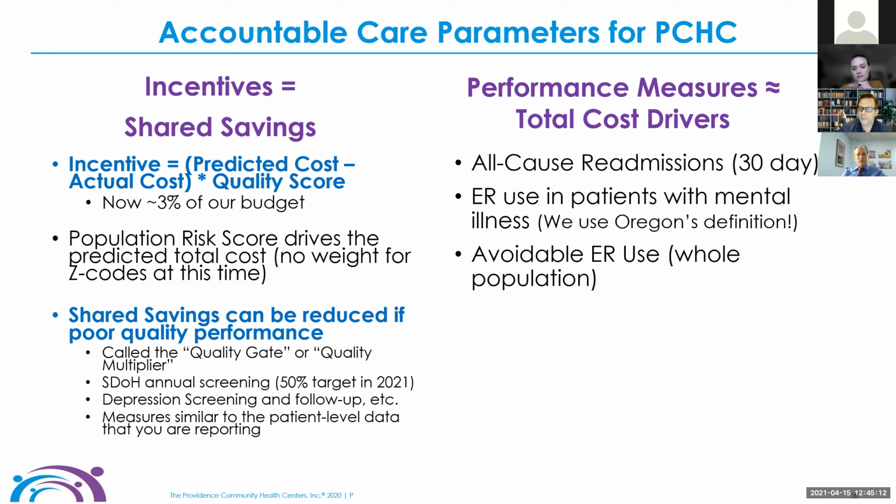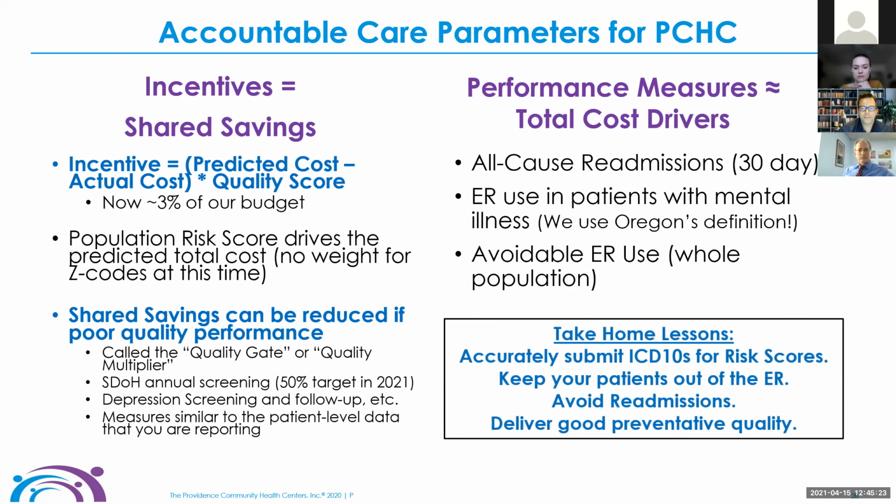And what I usually do is say that third one is how much same-day access did you have? And how good was your nurse at answering the phone, or how hard was it to get through to your nurse? Take home from this, we have to accurately submit our ICD-10s, and we have to be accurate about which ICD-10s we pick to make sure our risk scores drive our predicted risk high. We have to keep our patients out of the emergency department by making sure they can see us easily. And we have to avoid readmissions, because the readmissions have a mortality associated with them.